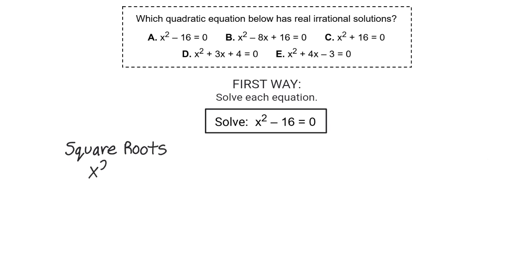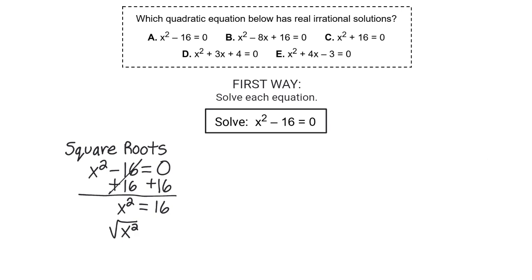I can start off by bringing the 16 to the other side. You're going to end up with x squared is equal to 16. And I can cancel out the power of 2 by taking the square root of both sides. When you take the square root of both sides, just make sure you do plus or minus. And so x is going to equal plus or minus 4.